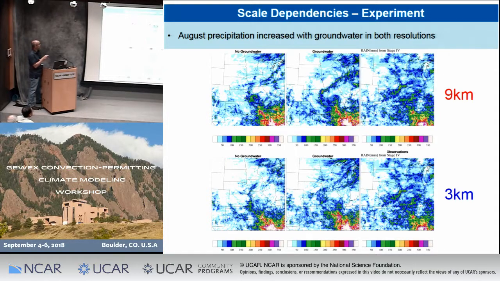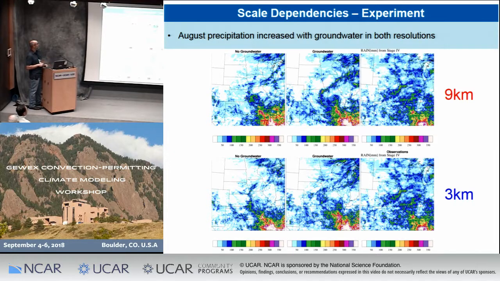So these are the no groundwater runs over here. Top row is 9 kilometers, this is 3 kilometers. This is with the groundwater, and this is the observations over here, with the Stage 4. So what you can see in both of these simulations is that you get an increased precipitation in this region here when you add the groundwater. I think we're still probably missing some precipitation over in the northwest part of this domain, but at least the results are fairly encouraging.